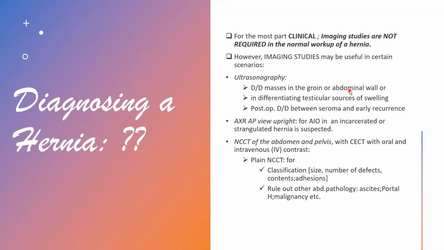So it's very important. A CT is a very, very important part, or a high resolution ultrasonography is a very important part of assessment of the defects in a ventral hernia. Not so in inguinal hernia, but in a ventral hernia, yes, almost always. And then, of course, the other use of a non-contrast CT would be in trying to rule out other abdominal pathology, like, for example, ascites, portal hypertension, and malignancy.